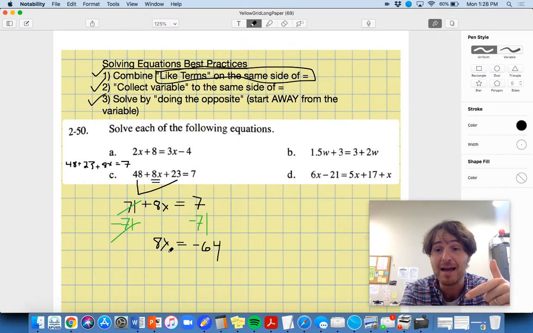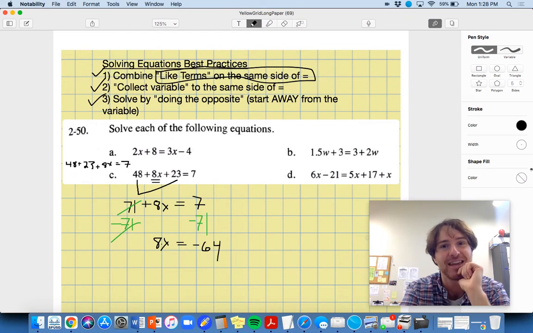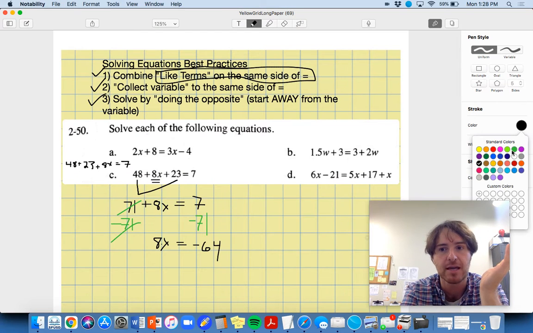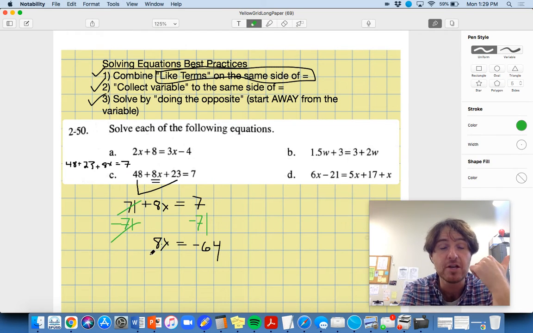Now I got 8 times x is equal to negative 64. Remember, if we don't see an operation there, that just means this is 8. This is x 8 times, right? We have 8 times x here, okay? What undoes multiplication, right? What's the opposite of multiplication? Opposite of multiplication is division, so I'm simply going to divide both sides by 8.